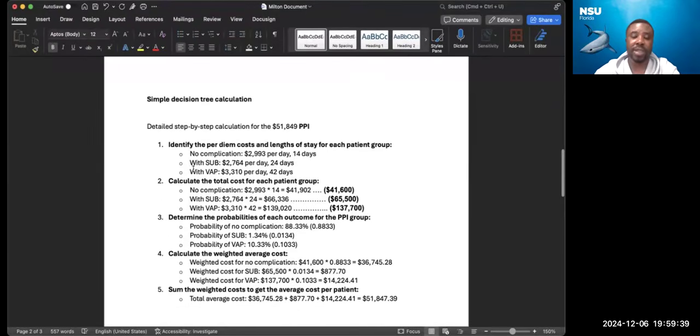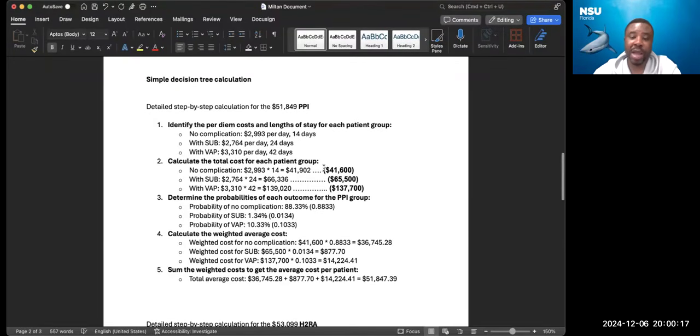So in order to do the calculation, I went through this step by step so that everyone will understand. For example, they identify the per diem cost and then the length of stay for each patient group. For no complication, the length of stay was 14 days. For the stress ulcer bleeding, the cost was this, and the length was 24 days. For the VAP, the cost was 3,310 per day, and the number of days was 42.